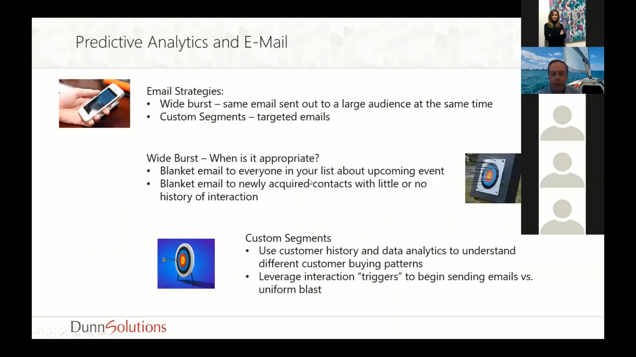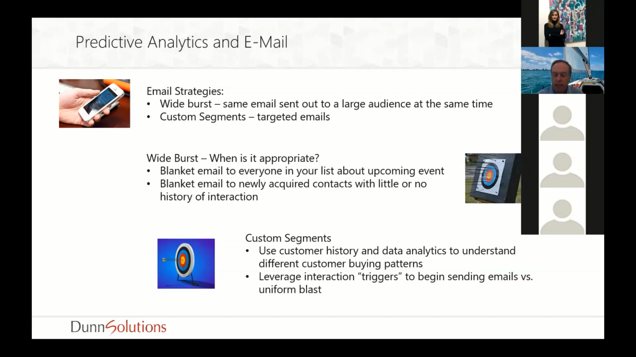So, you have a bunch of different email strategies people use, and predictive analytics and machine learning plays in there. So we have our wide burst strategy where you just literally send out the same email to everybody at the same time. And then as we discussed, we have these custom segments that are targeted. So when is it appropriate to use each one? A wide burst is if it's an event that everybody is going to know about, like a Halloween event or Christmas or holidays, and you just want everybody to know. And so basically you're sending this.